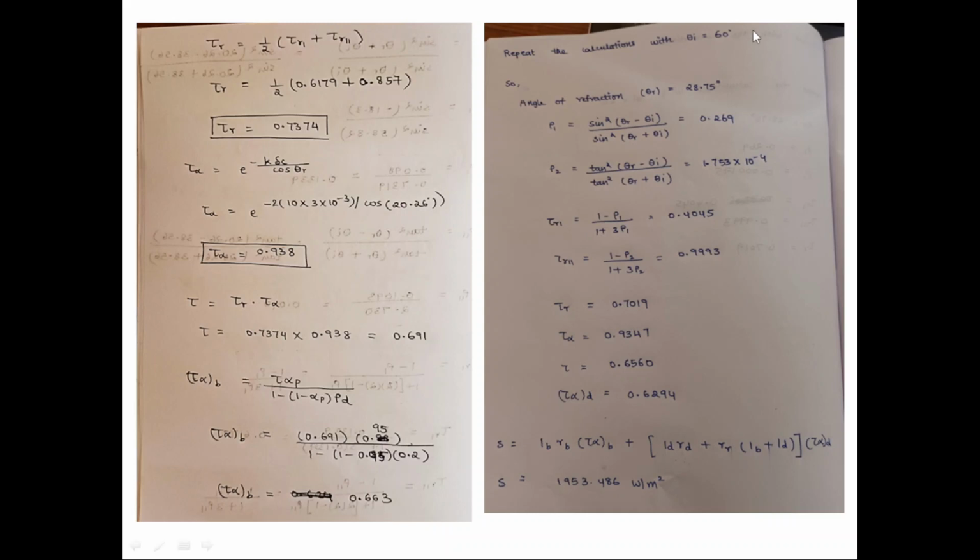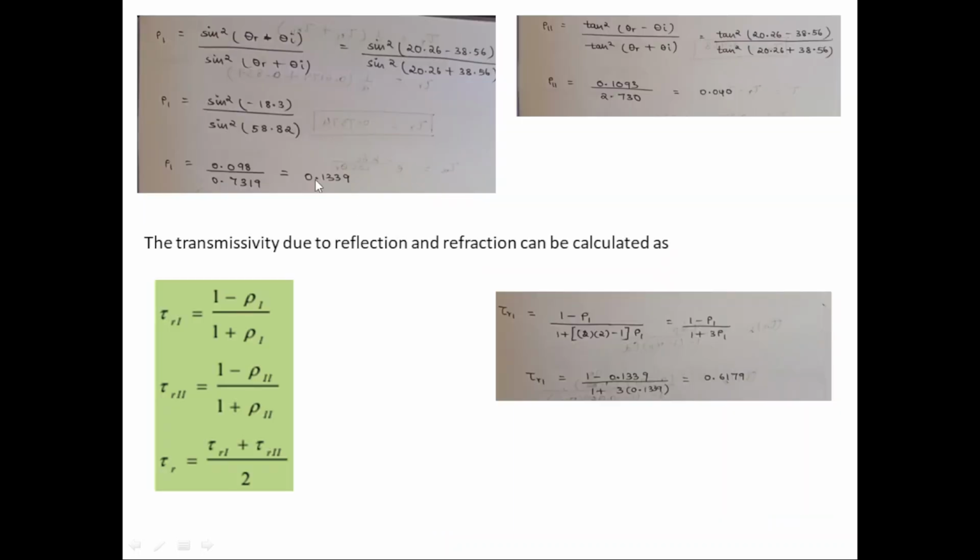So here we actually repeat the calculation of theta I with the 60. As I said, diffusive radiation, since the sunbeam radiation gets scattered by the atmosphere, the diffusive radiation is in all directions. So we cannot keep accounting for every single radiation that gets diffused. So we take theta as 60, which is the standard, and then we calculate the angle of refraction, which comes around 28.75. Similar methodology to what we used to calculate for the beam radiation.